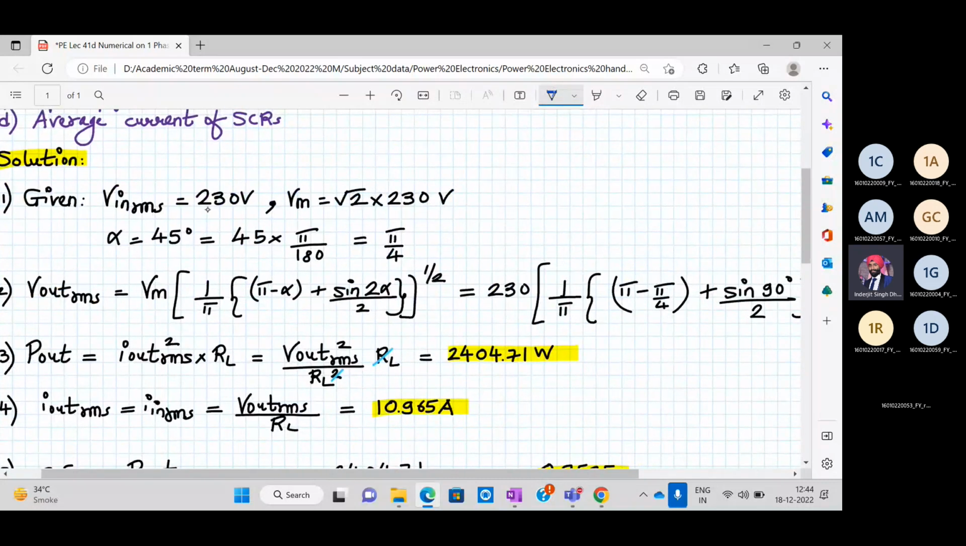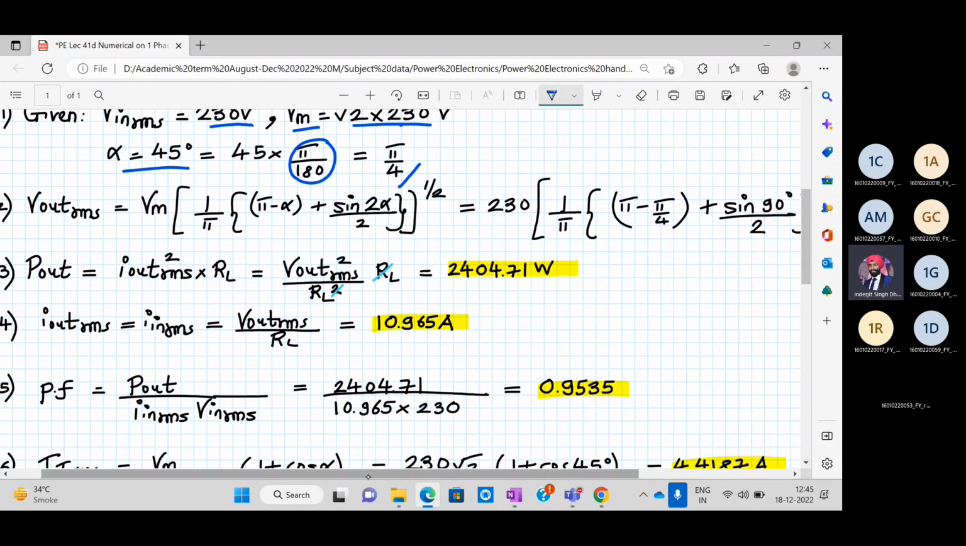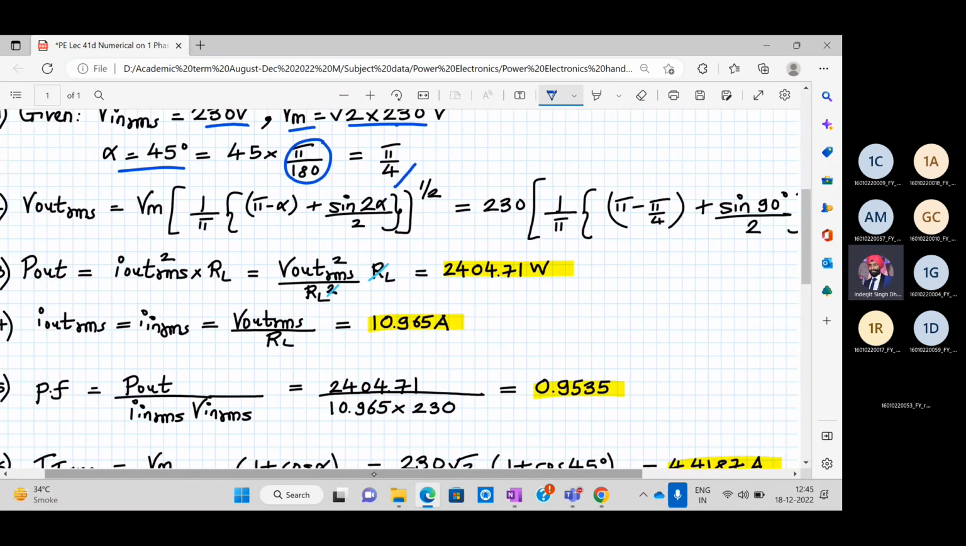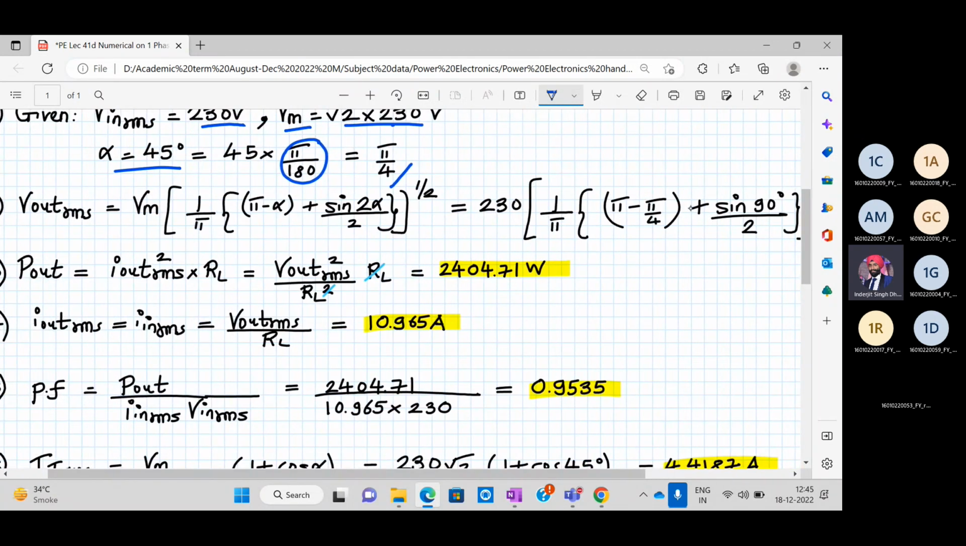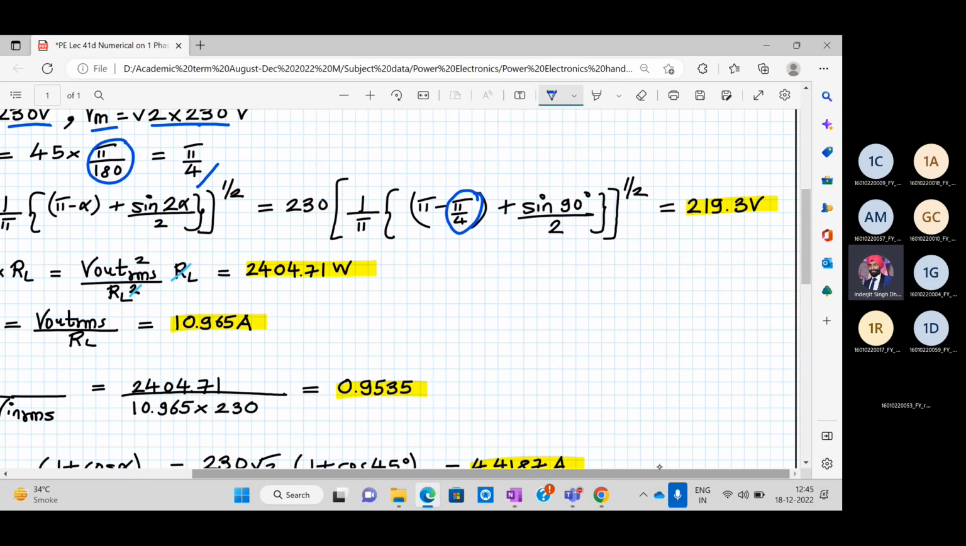So here they have given the V in RMS value. So VM will be 230 root 2. Alpha is 45, converted into radians, it will be pi by 4. So conversion factor is pi by 180. Remember that. Now, V out RMS formula is given, straightforward calculations are there. You substitute all the values, V in RMS 230, then alpha. Here, alpha has to be substituted in radians. You should understand where it has to be substituted in radians. Whenever alpha is with sine and cos, substitute in degree, else in radians.